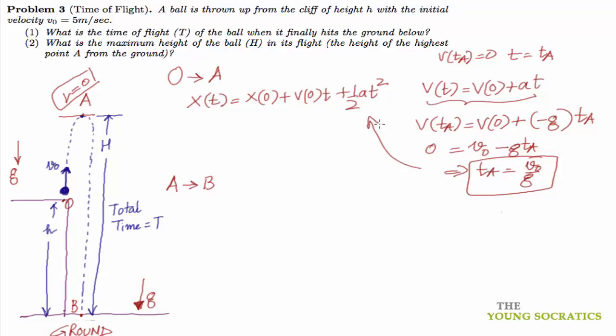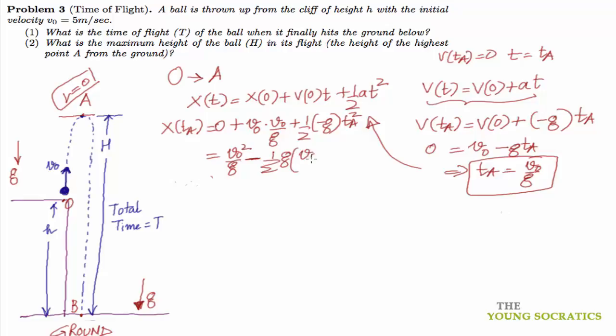We'll now substitute ta in this equation. x(ta), x0 is 0, plus v0 times ta, which is v0 over g, plus half, acceleration is minus g, times ta square. This will be v0 square over g, minus half g times v0 over g whole square. So when you simplify this, this will be v0 square over 2g.